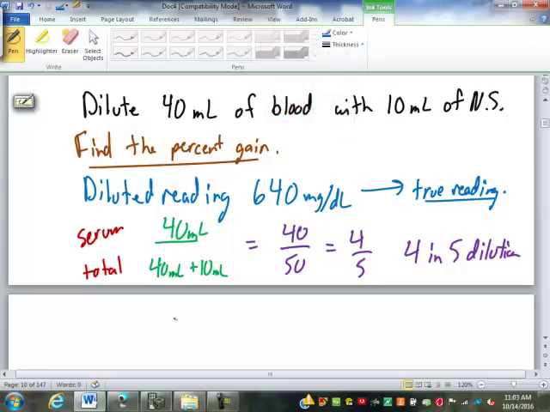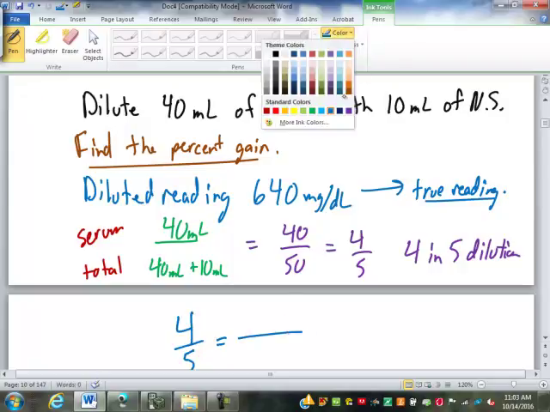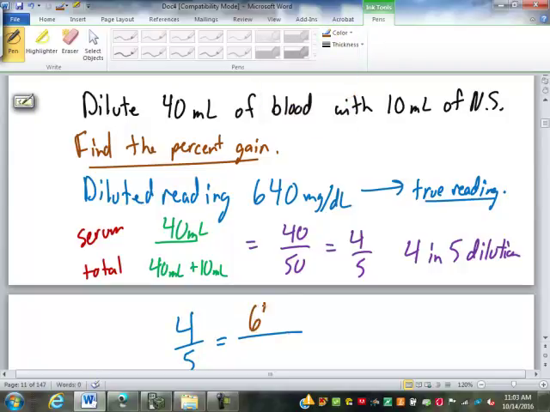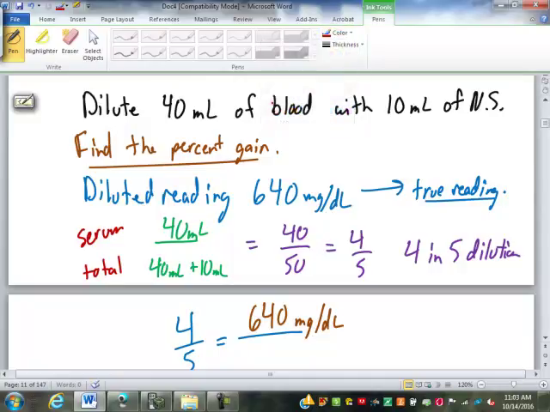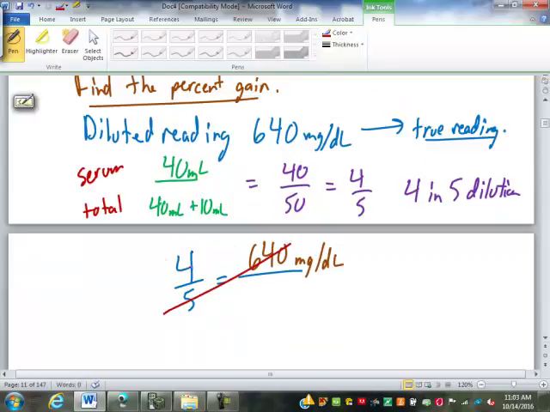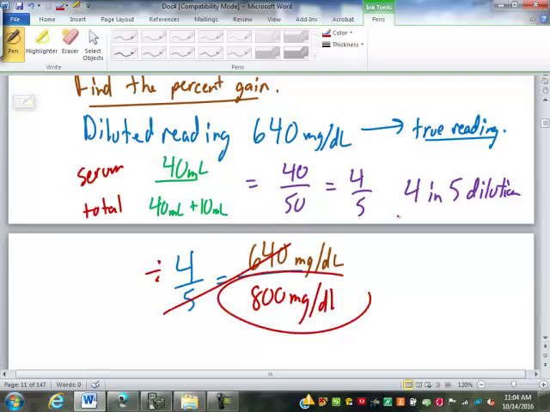So now if I use that 4 in 5 dilution to adjust my sample, I put my diluted reading, which still goes with the smaller number, 640 milligrams per deciliter. And I can cross multiply and divide. 5 times 640 divided by 4 should be 800 on the nose, right? So for a standard blood glucose reader, that would have been right at the limit.